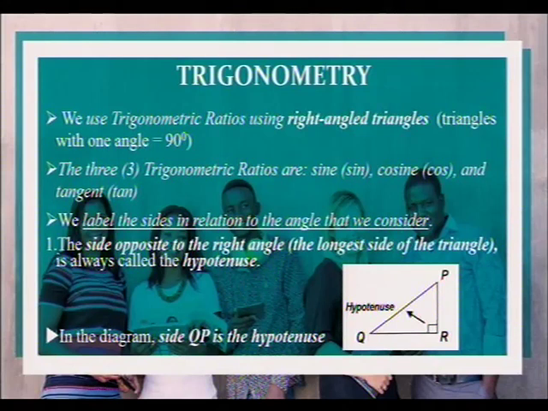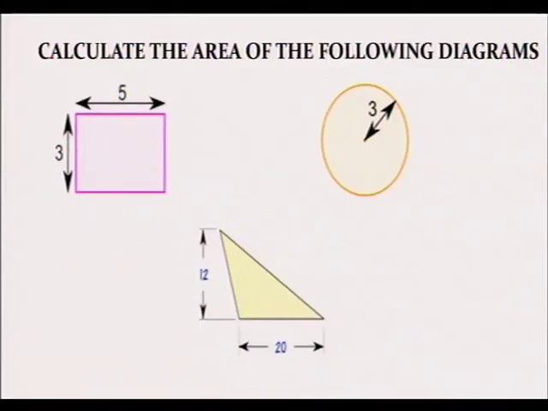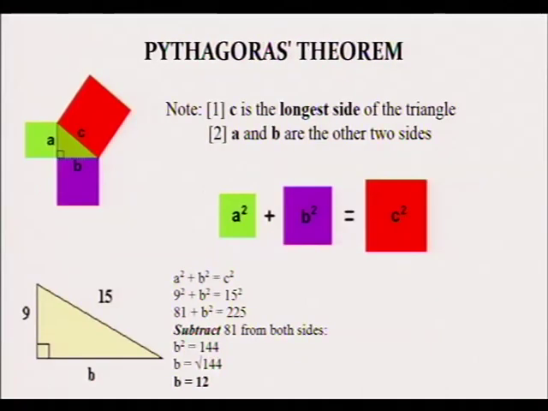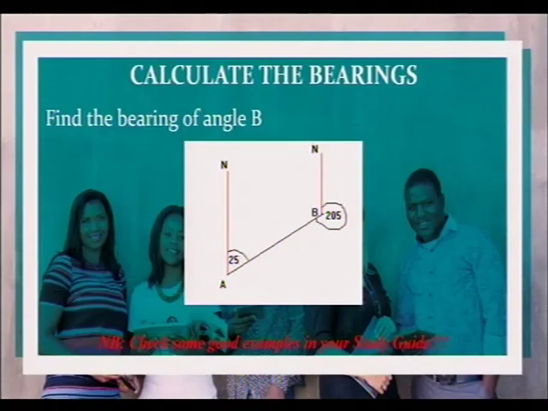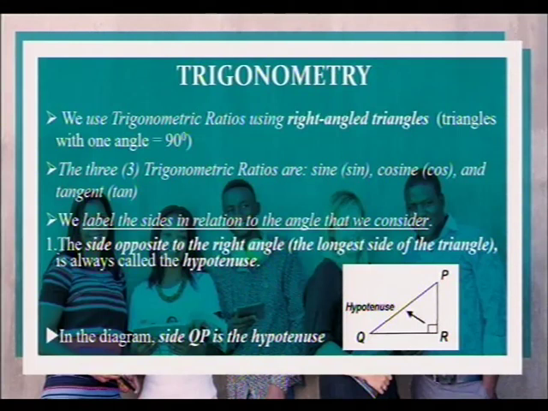We already discussed that one when we were talking about the Pythagoras theorem. Okay, so it's back into trigonometry. The three trigonometric ratios are sine, cosine, and tangent. That is how they are abbreviated. Sine we say sin, cosine is cos, and tangent is tan. We label the sides in relation to the angle that we consider.